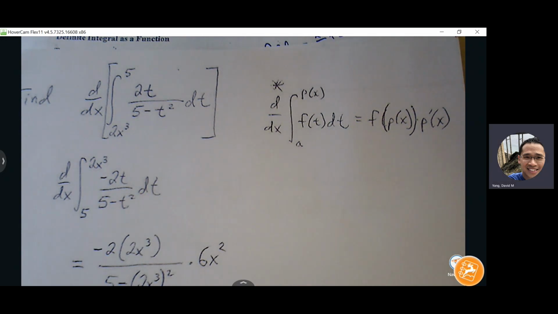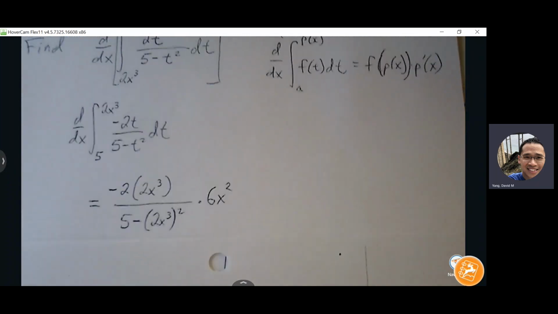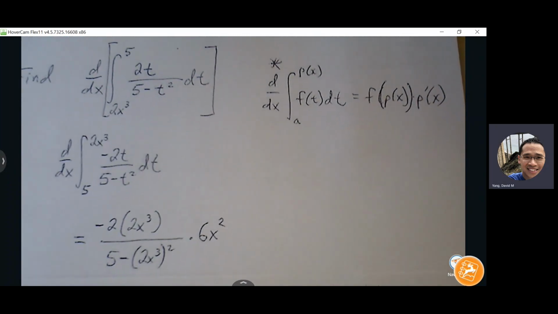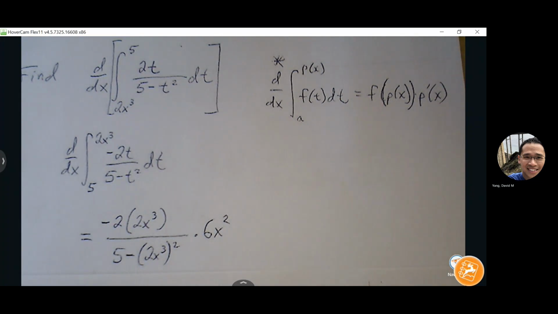Okay, replace every t with what? 2x cubed. And then just multiply by the upper bound's derivative. The derivative of 2x cubed is 6x squared. Just do a little bit more cleanup after this.